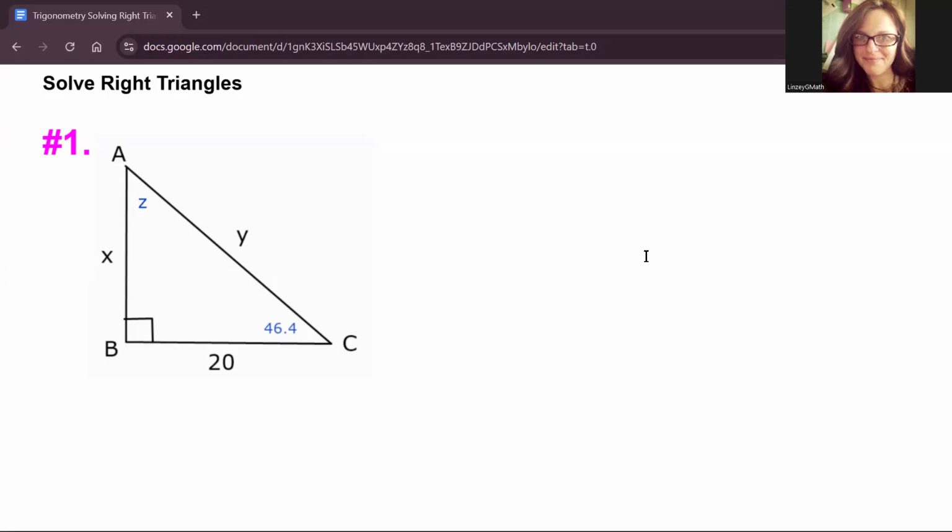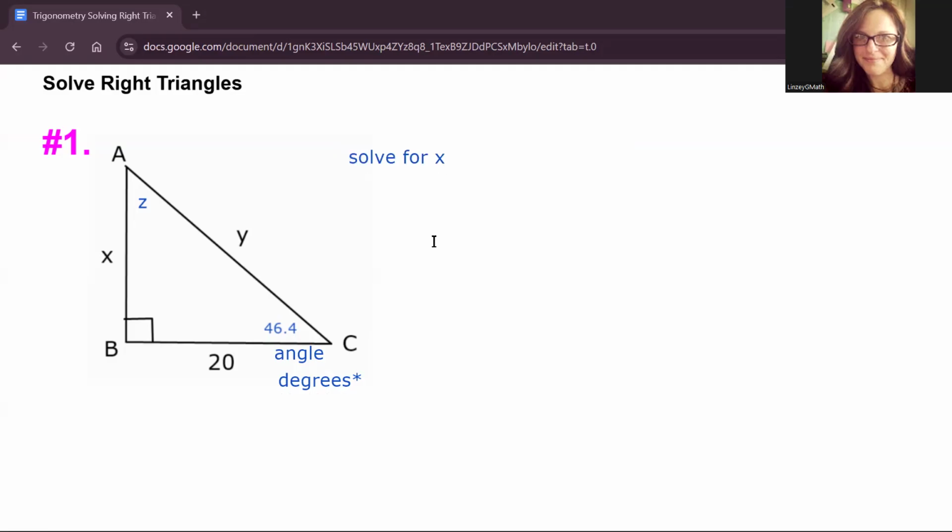Welcome to our session on solving right triangles. We're going to do 4 problems. Number 1, I see that they gave us this angle, and all the angles we're going to work with today are going to be in degrees, so make sure your calculator is in degrees. And let's solve for x.